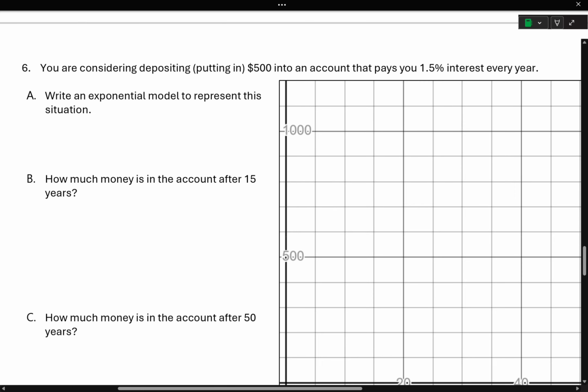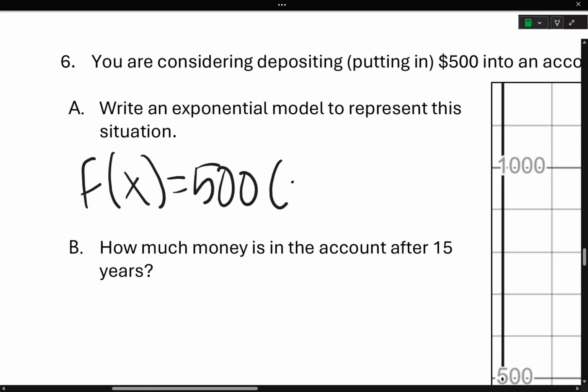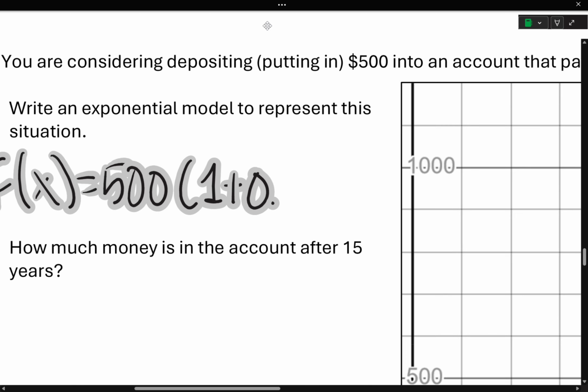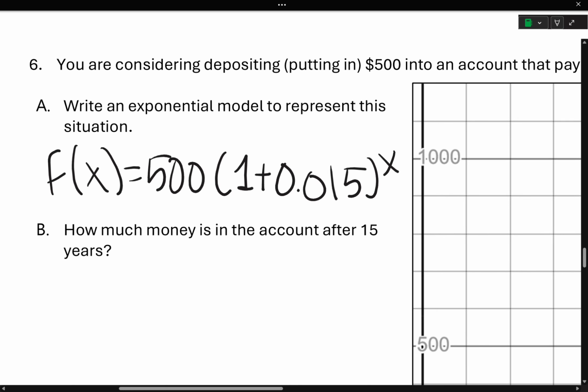Ooh, another very popular thing. Of course, I made these problems. I'm excited about doing them. Silly me. I'm considering depositing, so putting in $500 into an account that pays 1.5% interest every year. Pretty standard. F of x equals 500, 1 plus 0.015. Just like before, we get our first point here, 0, 500.